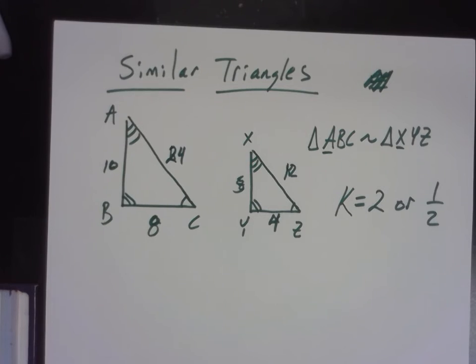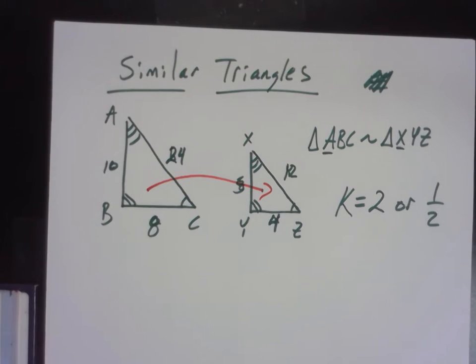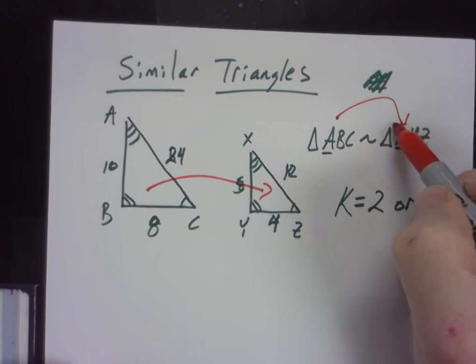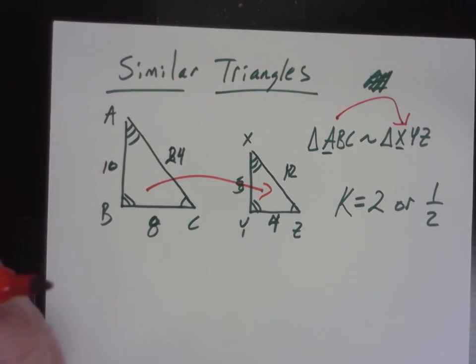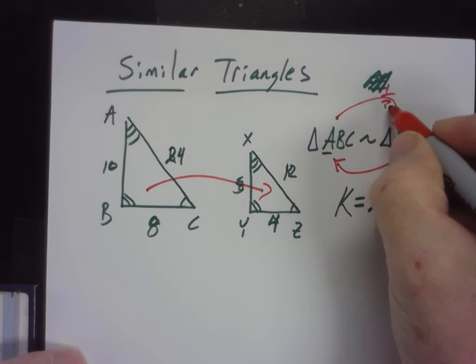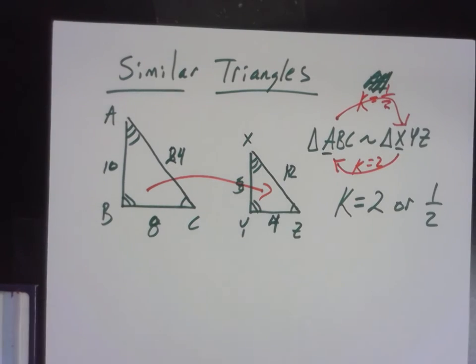So, yes, if you're going from here to here, scale factor is directional. If I want the scale factor from this triangle to this triangle, the scale factor is a half. If I want the scale factor from this one to this one, it's going to be 2. So the scale factor depends on which direction you're going. And it will always say, find the scale factor from this one to this one.